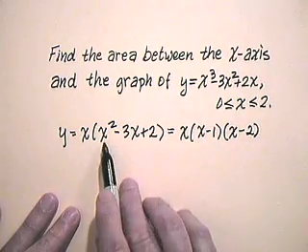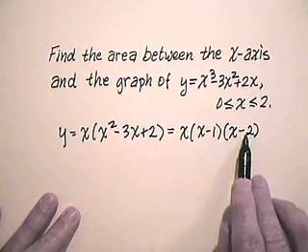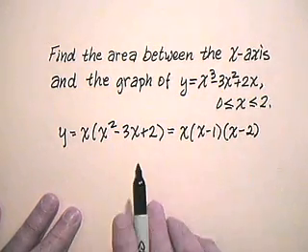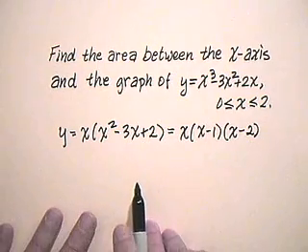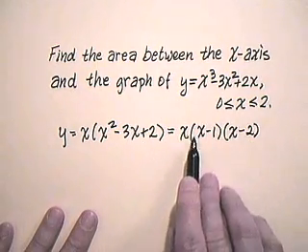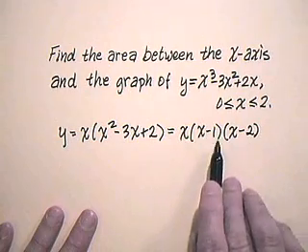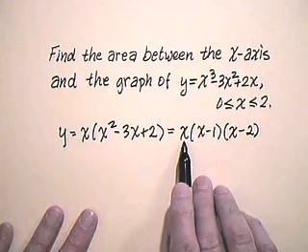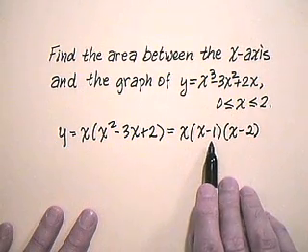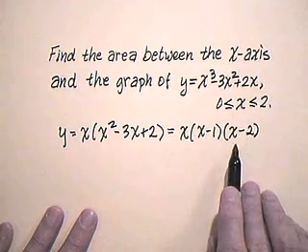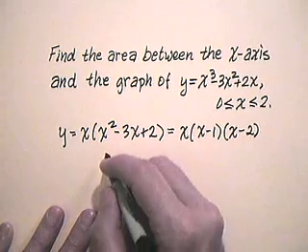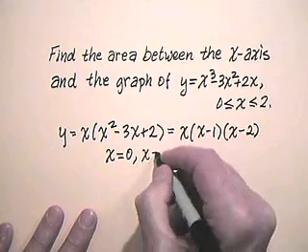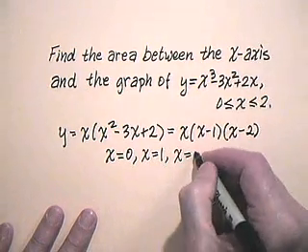x times x gives the x squared, negative x and negative 2x gives the negative 3x, and negative 1 times negative 2 is plus 2. So there we have it. And by having it completely factored, now I know exactly where this graph crosses the x-axis. It crosses at x equals 0, at x equals 1, and x equals 2, and that's it. That's every crossing. So consequently, we have x equals 0, x equals 1, and x equals 2.